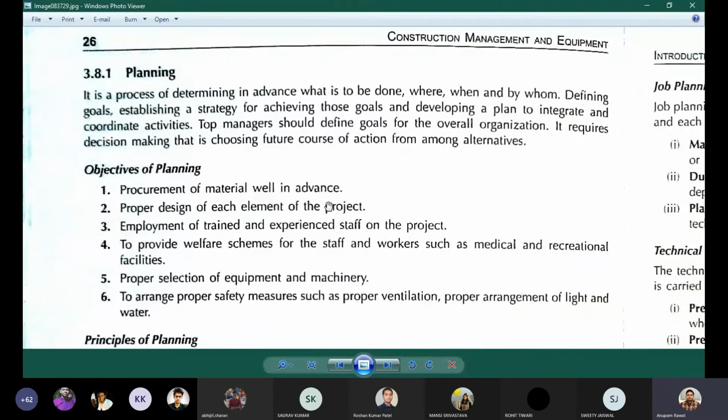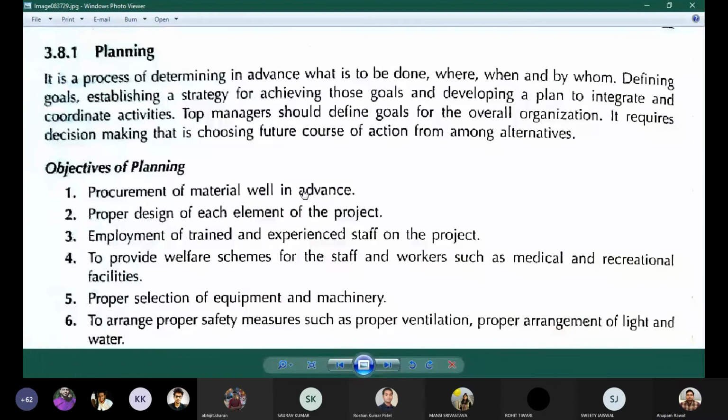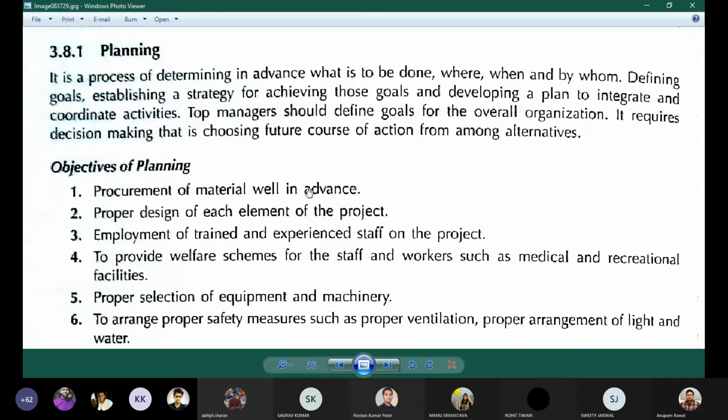Now we will see the process. So we will start from the planning. Planning is a process of determining in advance what is to be done, and where, and who, by whom. Defining the goal, establishing a strategy for achieving those goals, and developing a plan to integrate and coordinate activities.